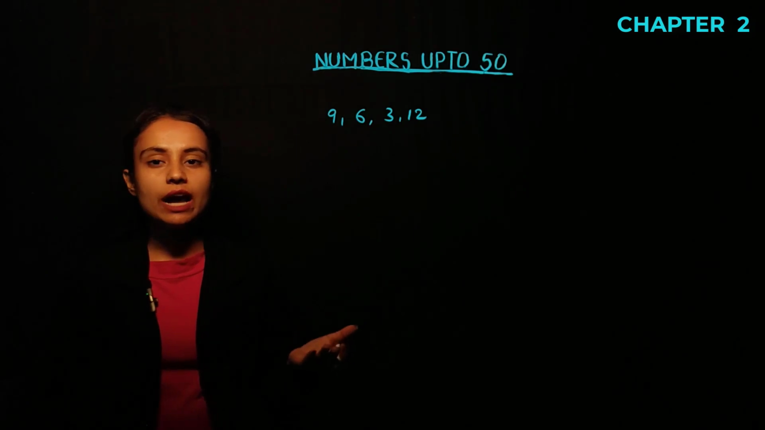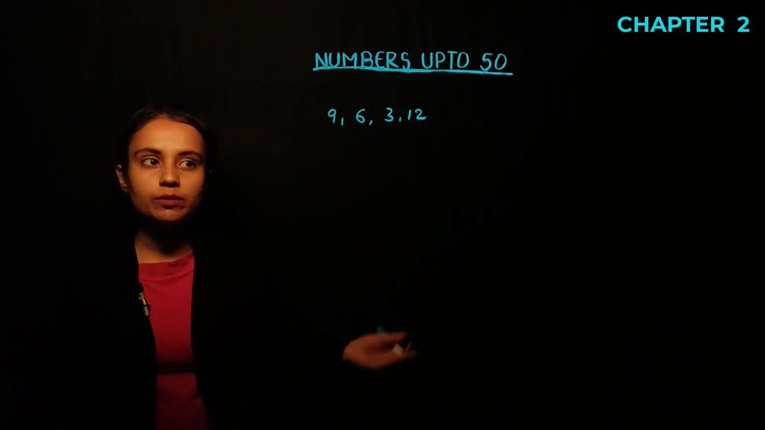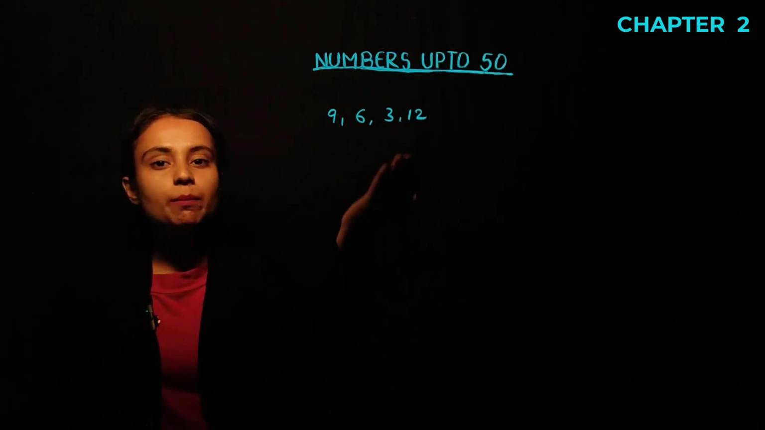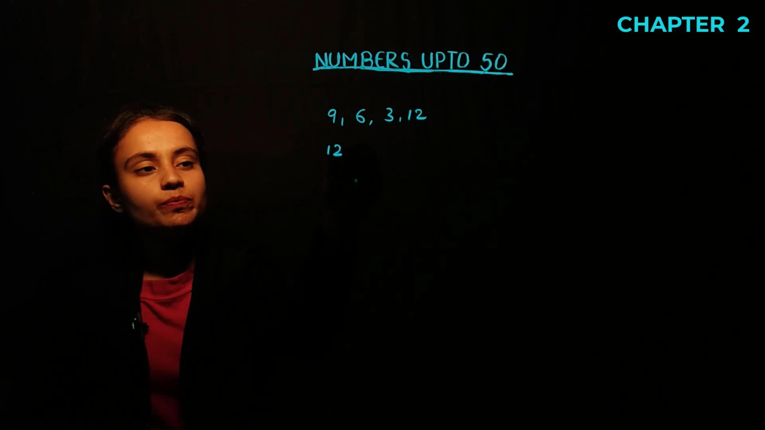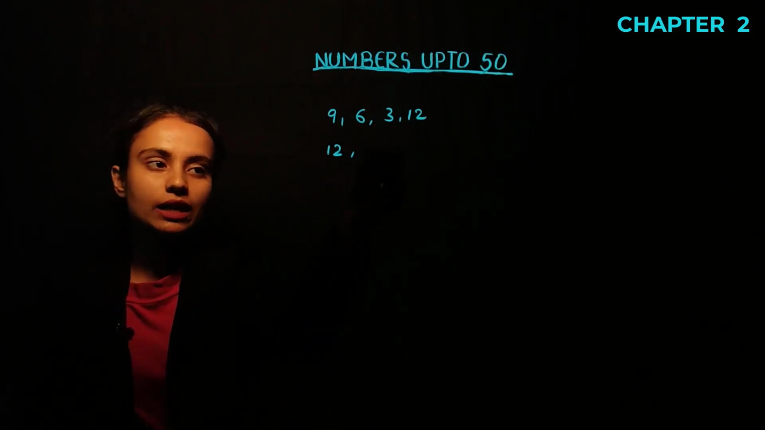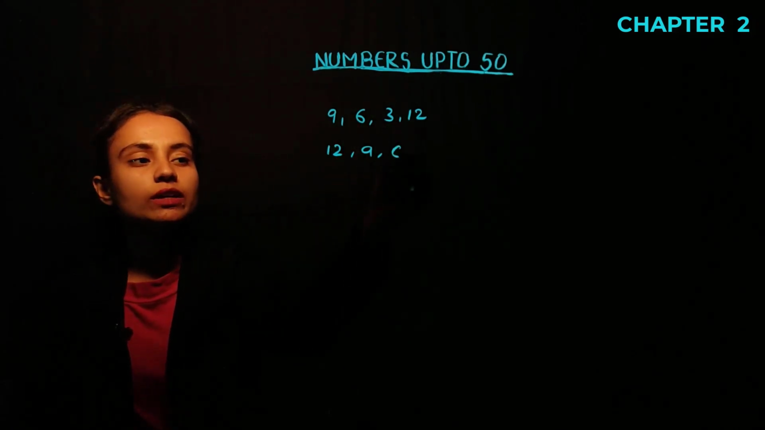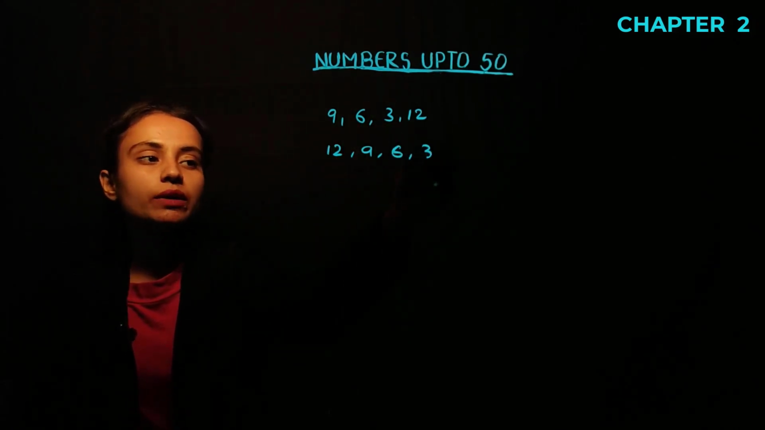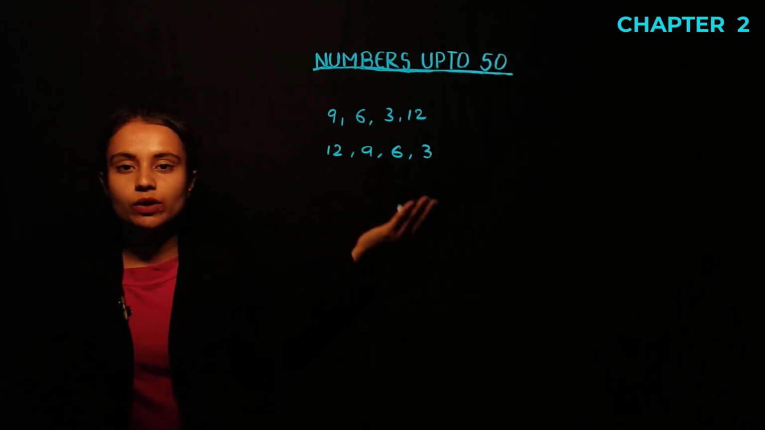For that, we will write the biggest number first and then move to the smaller one. So out of these 4 numbers, the biggest number is 12. So we will write 12 here. After that, the biggest one is 9. So we'll write 9. Then out of 6 and 3, 6 is the bigger one, so we'll write 6, and the smallest number is 3. So this will be the descending order for these 4 numbers.